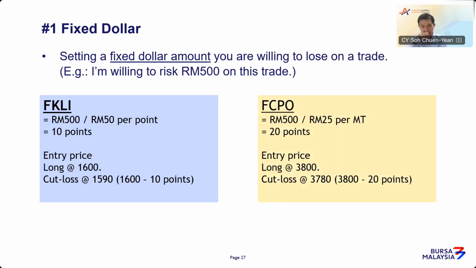All right. Same thing goes for FCPO. If you're willing to lose $500 per trade, $500 divided by $25 per metric ton, the maximum amount of loss, with the market going against you, is 20 points. So once you lose 20 points, you need to get out of your trade. For example, if the entry price is 3,800 on a long position, and your loss reaches the 3,780 price level, you need to get out of your trade immediately. Okay, never ever second guess.